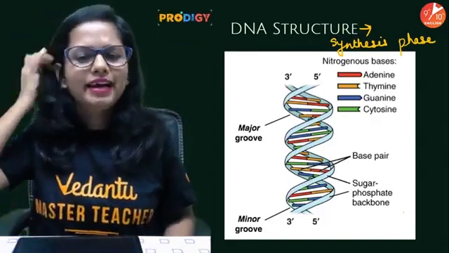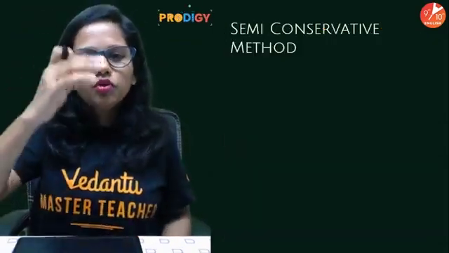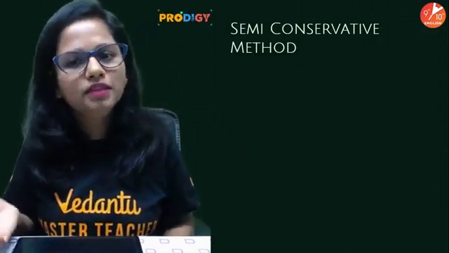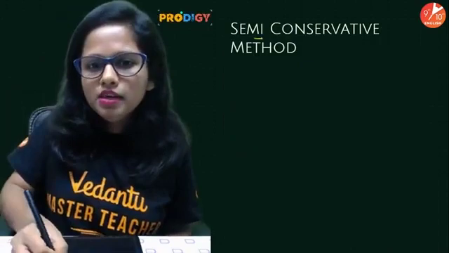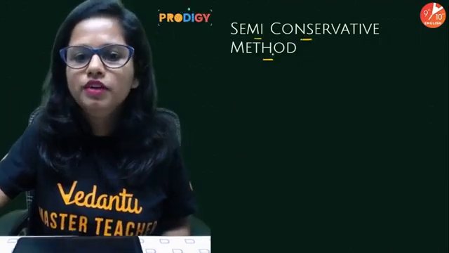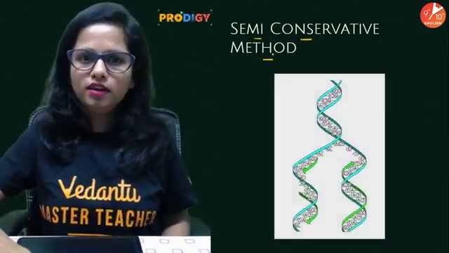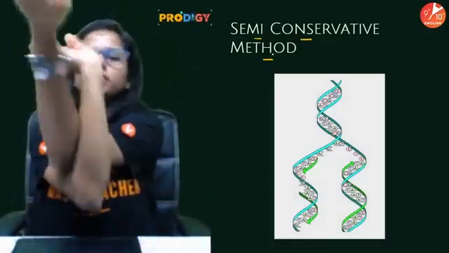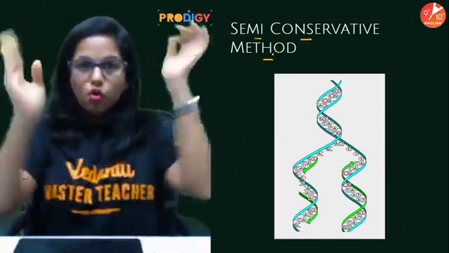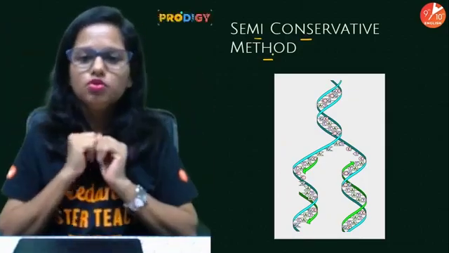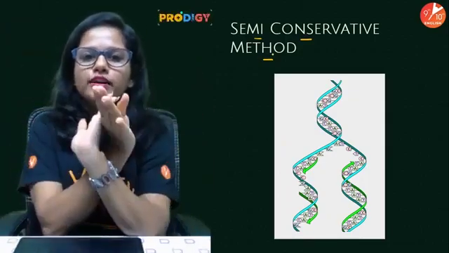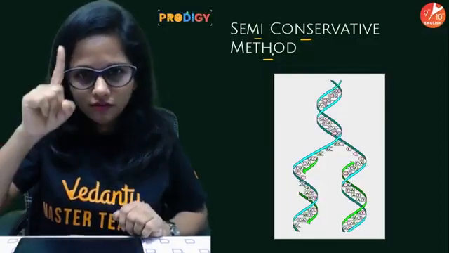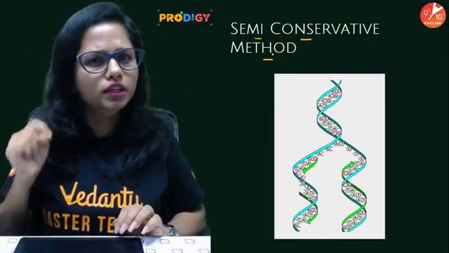Now, how exactly will a new copy of DNA be synthesized? It will be synthesized by a method called the semi-conservative method of DNA replication. Now people, the two strands of DNA are coiled around each other, this way. So first of all, those two strands of DNA which are coiled will begin to uncoil from one end.